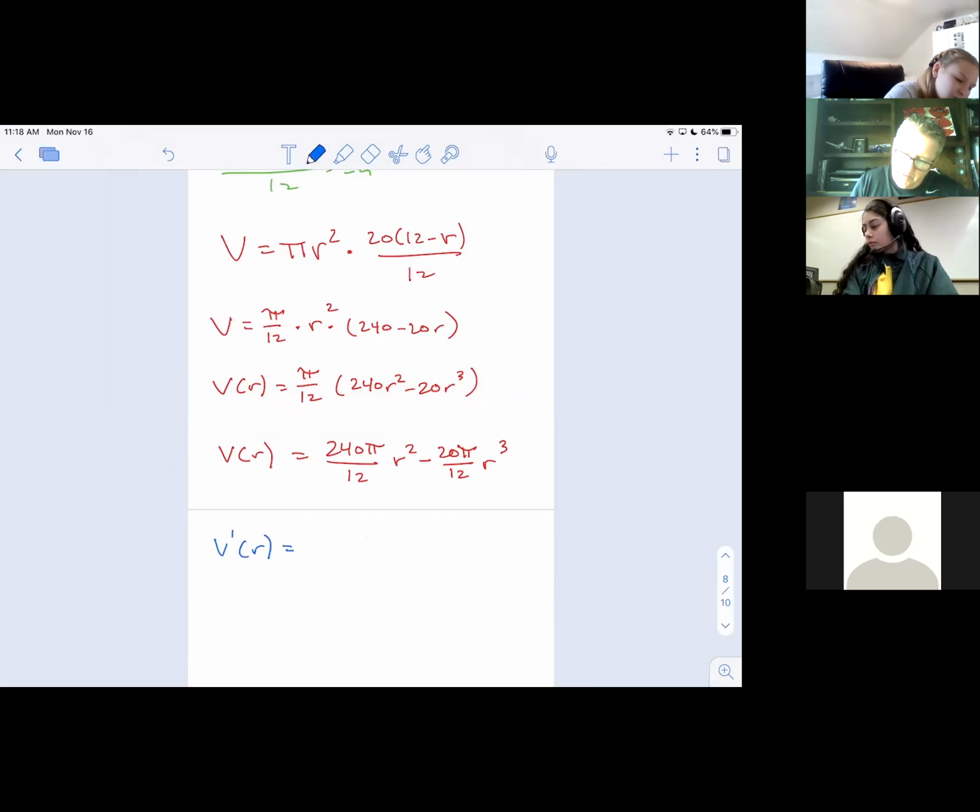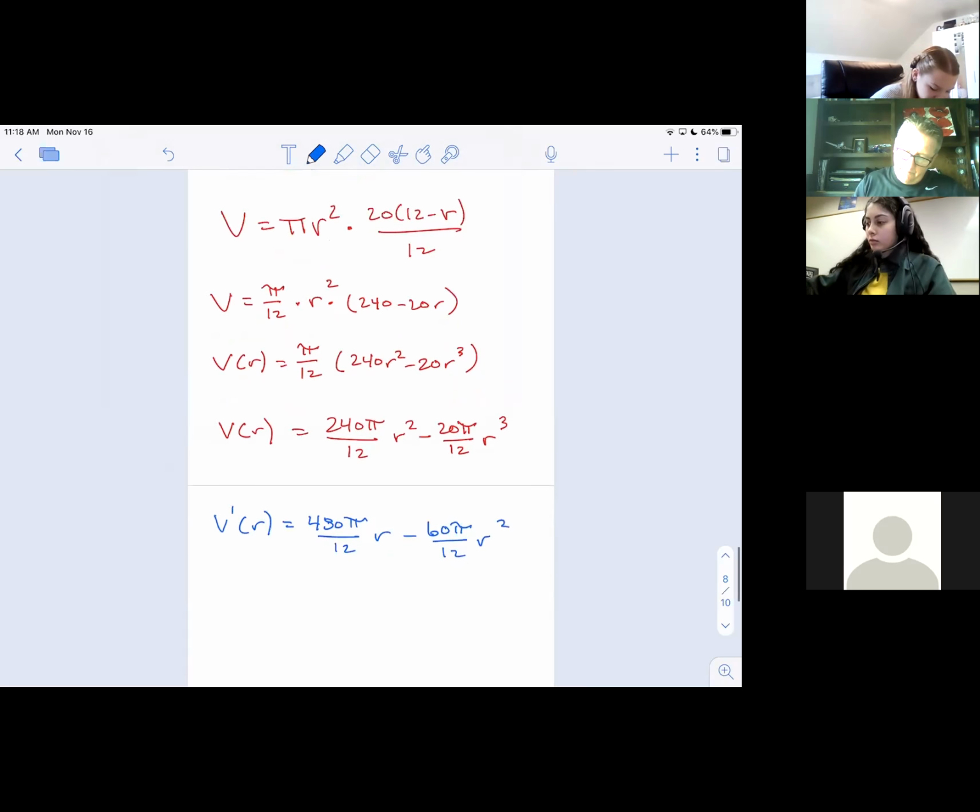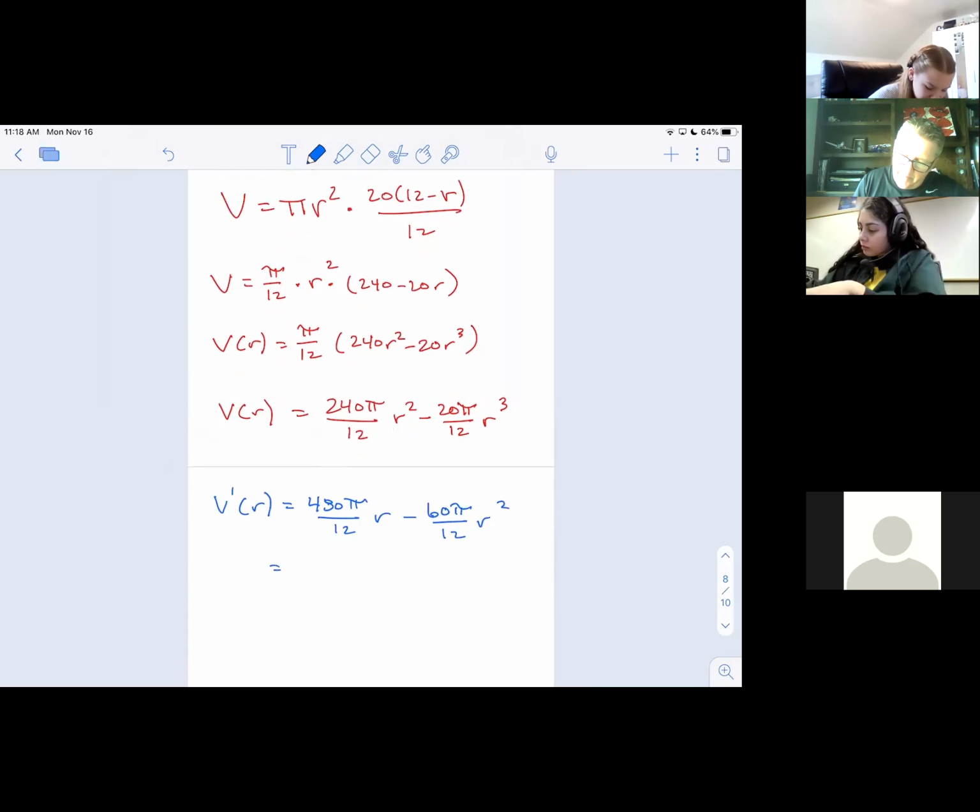So the 2 comes down front, so now that'd be 480 pi divided by 12 times r. And the 3 comes down front, so that'd be 60 pi divided by 12 times r squared. And we get kind of lucky here because 480 divided by 12 is 40. And 60 divided by 12 is 5, so that'd be minus 5 pi r squared.